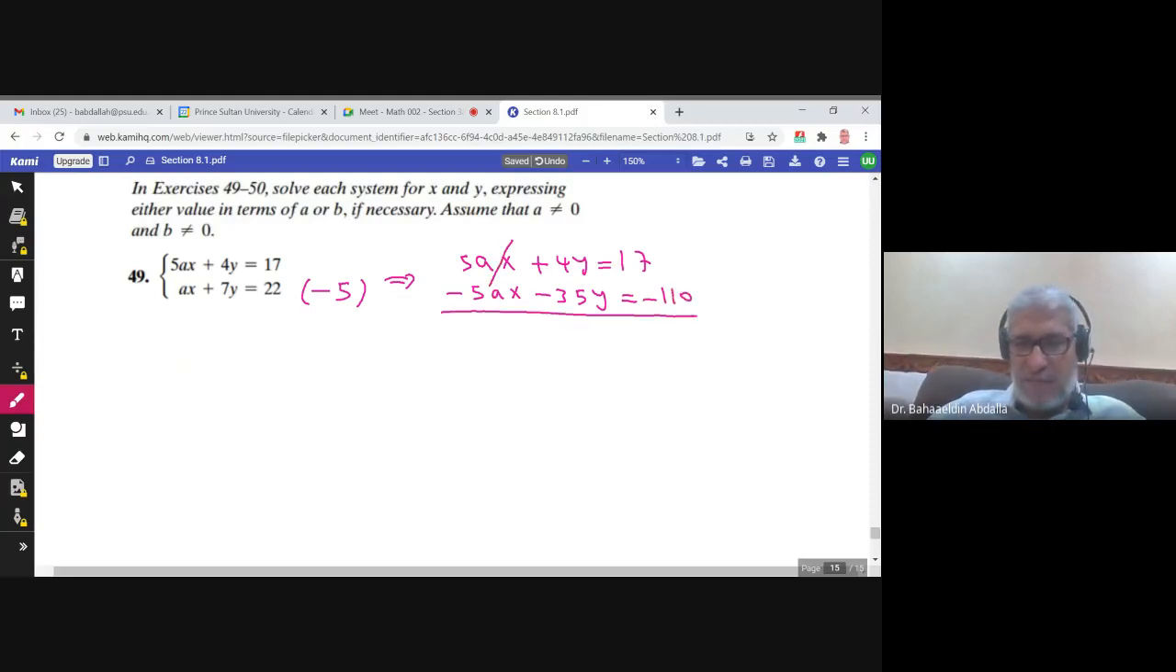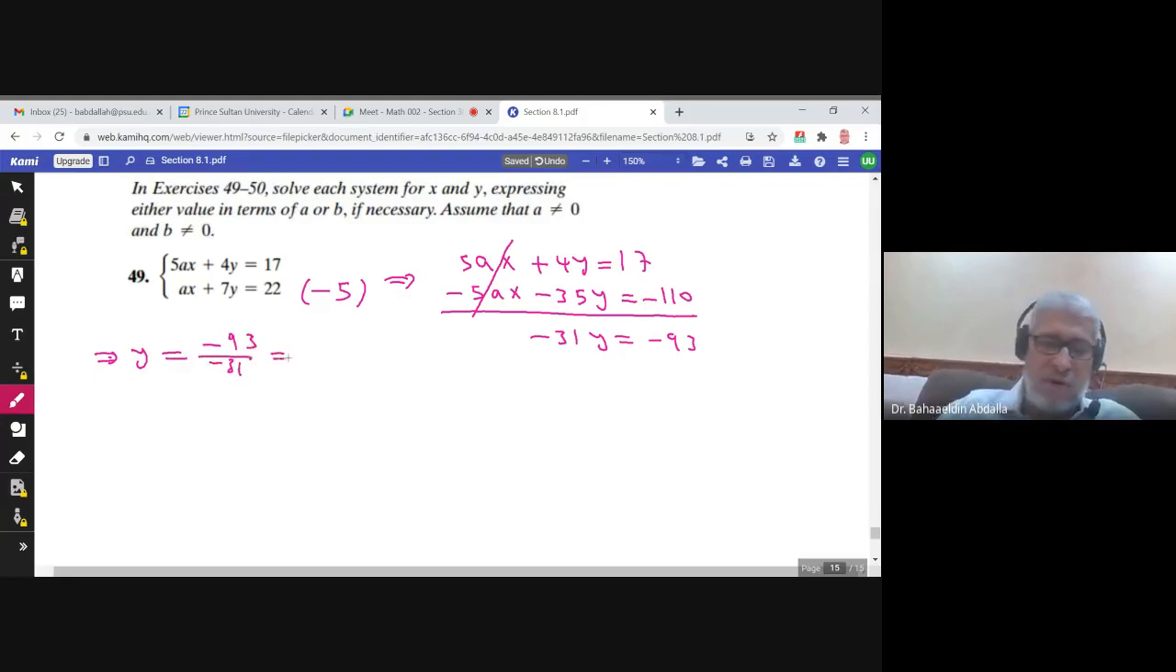Add. When you add, 5ax minus 5ax is 0. Negative 35 plus 4, that's negative 31. Negative 110 plus 17 is negative 93. If you divide negative 93 by negative 31, you will have 3. So the answer is y equals 3.